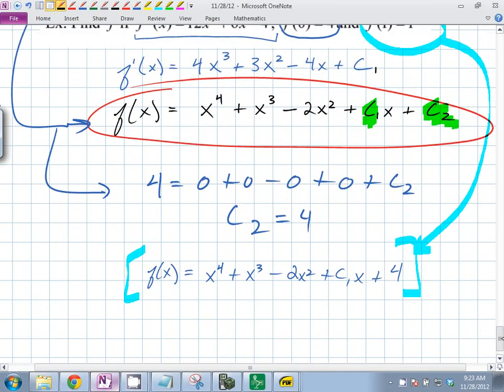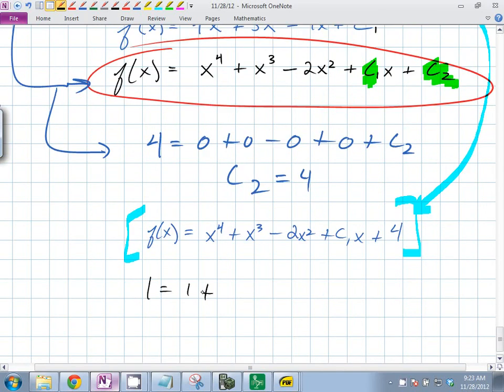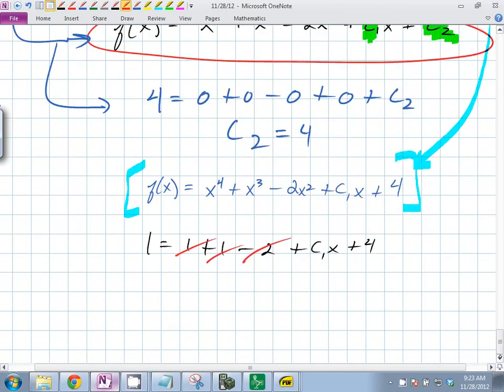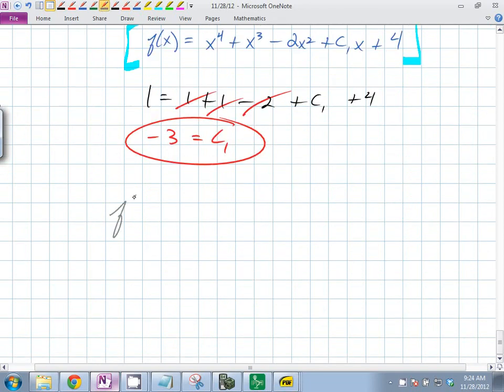1. So 1 is equal to 1 plus 1 minus 2 plus C1x plus 4. That cancels with that, right? The 1's cancel, so what do you end up with? Negative 3 is equal to C1x. So what does x equal? Oh, sorry, times. The x is gone. I'm sorry. So what does C1 equal? Negative 3. So what's the final answer to this? F of x is equal to x to the 4th minus 2x squared minus 3x plus 4. There it is right there.